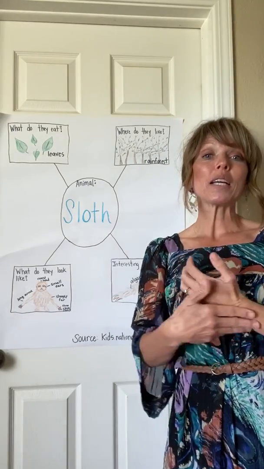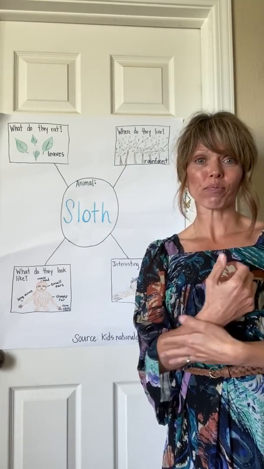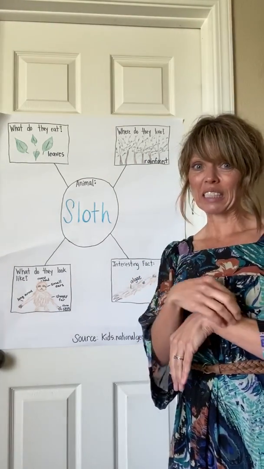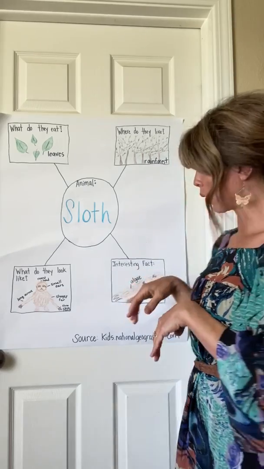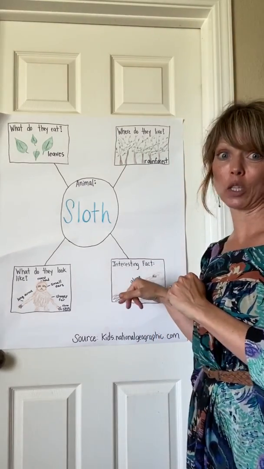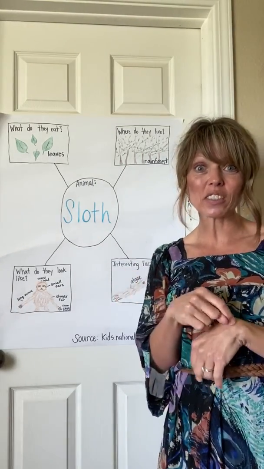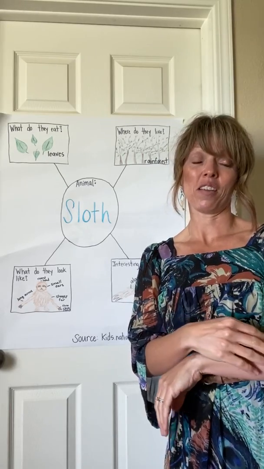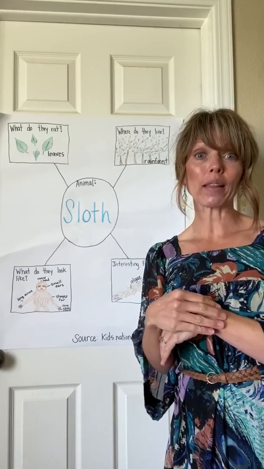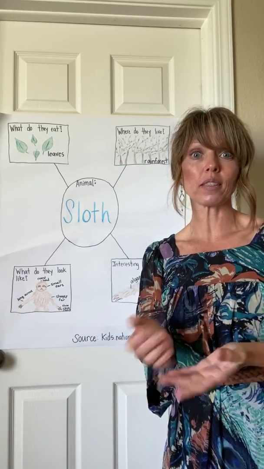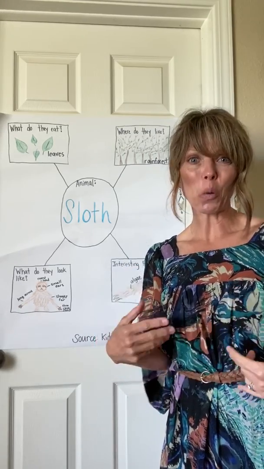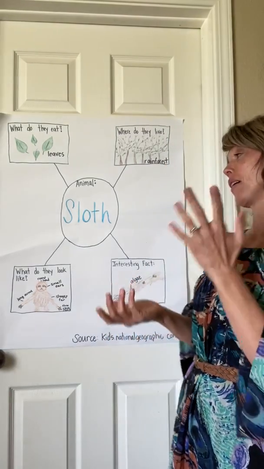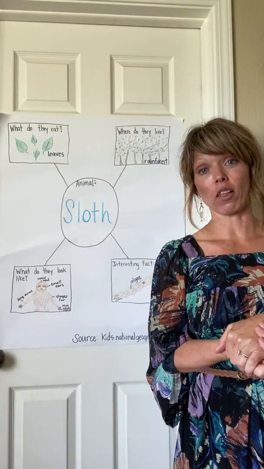And because they have the algae growing on them, other little creatures live on their body. If you were able to get a close-up look, you would see beetles and moths and worms living in their fur because they have algae growing and that's food for the little bugs. So they're kind of like a home to bugs. Pretty interesting, huh? So anyway, I thought that was a pretty interesting fact about sloths.